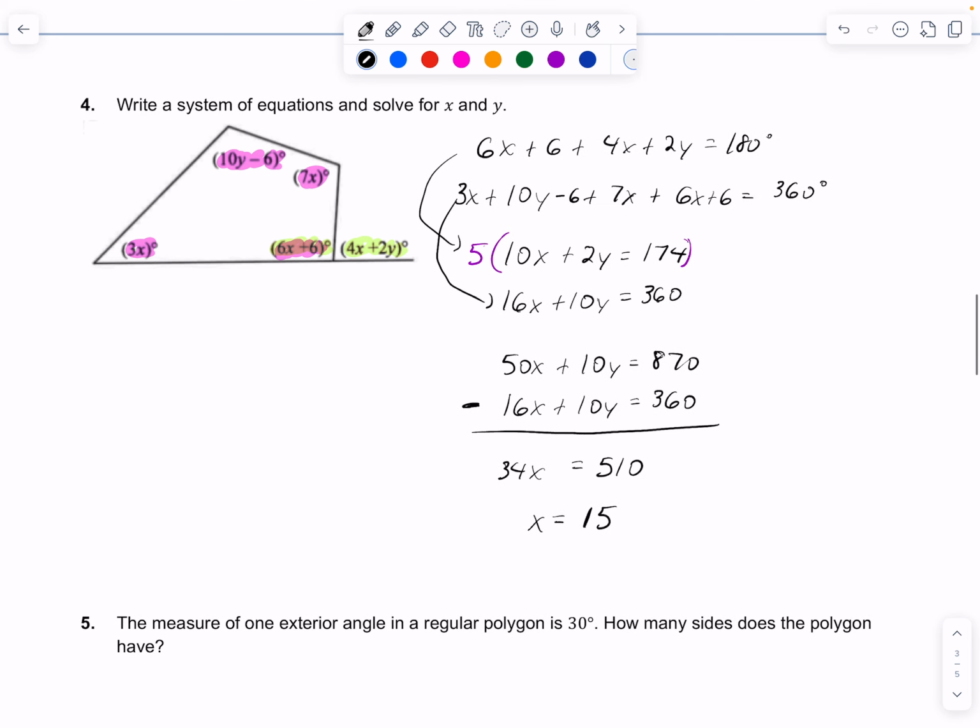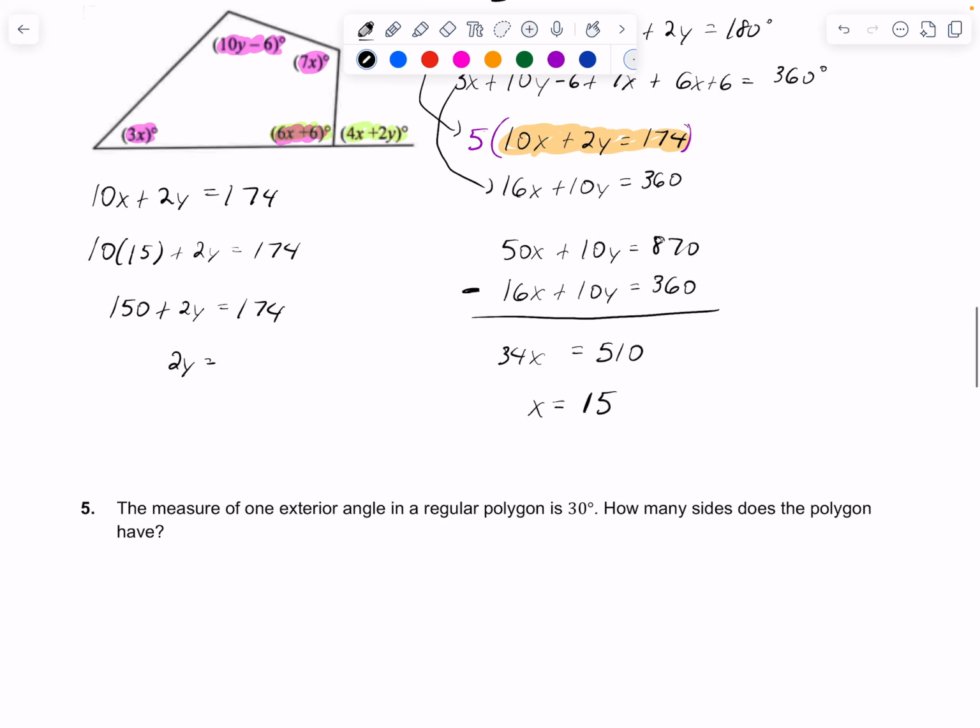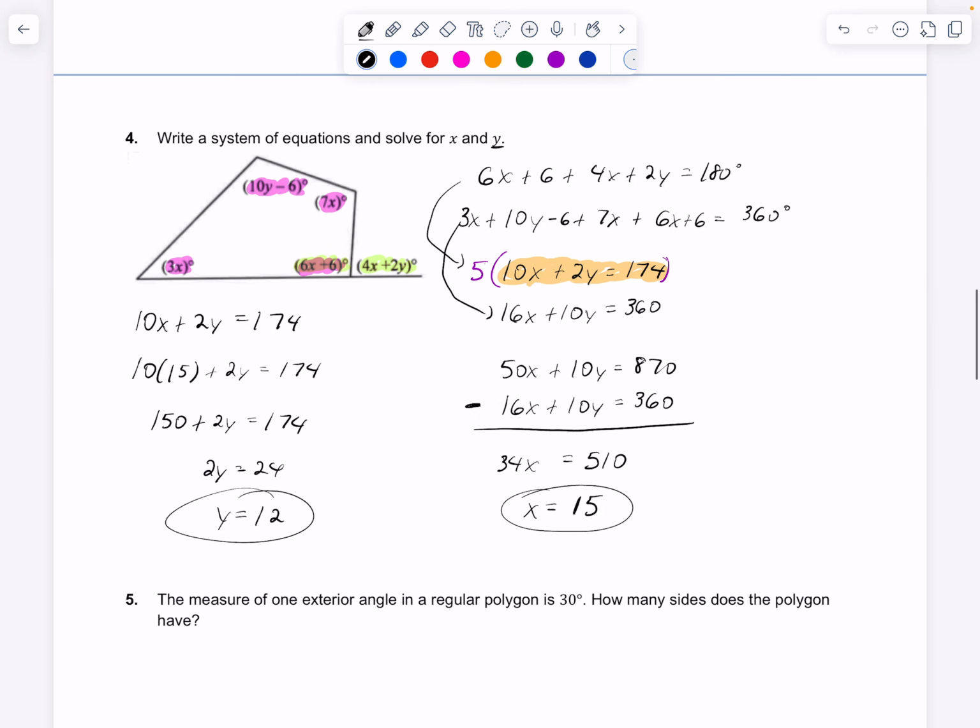Now it does ask for y also, so I'm going to choose, it doesn't matter which one you choose, but I'm going to choose this first one here, 10x plus 2y equals 174, to figure out what y is. So 10 times 15 plus 2y equals 174. That's 150 plus 2y equals 174. Move the 150 over with subtraction. You get 174 minus 150, which is 24. So y equals 12. So x is 15 and y is 12. All right, that was a good one with a system.